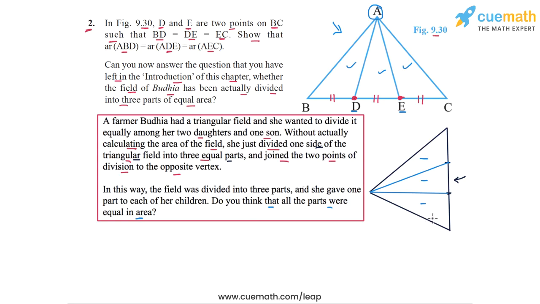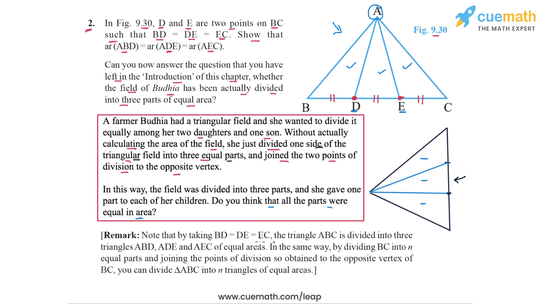Okay, now lastly, there was a remark at the end of question 2, which basically said, note that by taking BD equal to DE equal to EC, like we did here, the triangle ABC is divided into 3 triangles, ABD, ADE, AEC of equal areas. In the same way, by dividing BC into n equal parts and joining the points of division so obtained to the opposite vertex, you can divide triangle ABC into n triangles of equal areas.